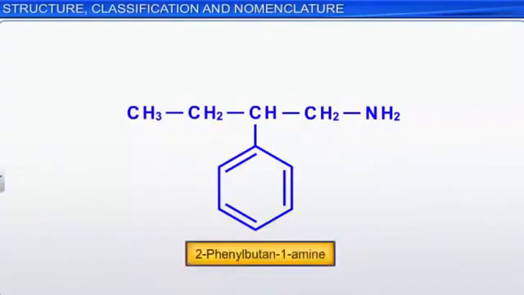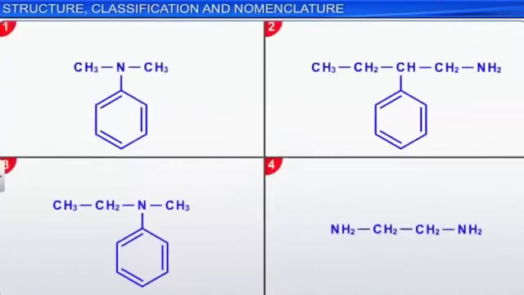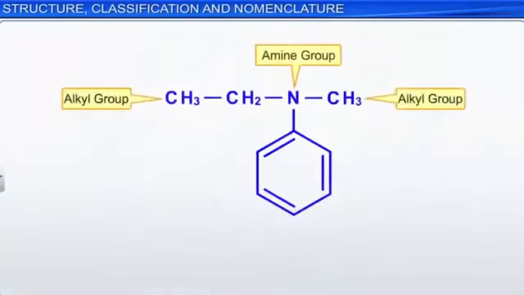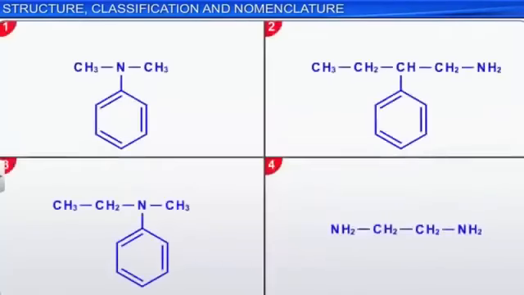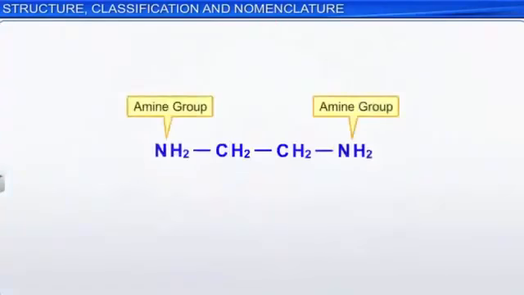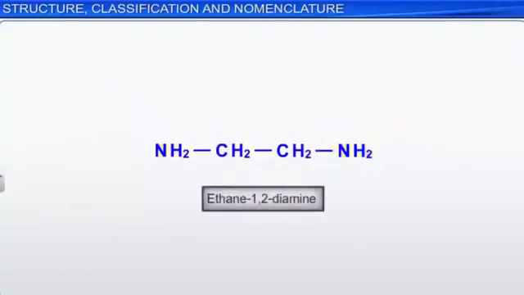In the third structure, an amine group is present on the benzene ring and alkyl groups are present as side chains. Hence, it can be named N-ethyl-N-methylaniline. In the fourth structure, as two amine groups are present on two adjacent carbon atoms, the compound can be named ethane-1,2-diamine.